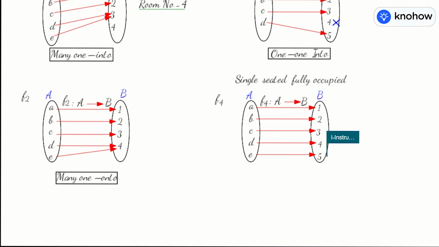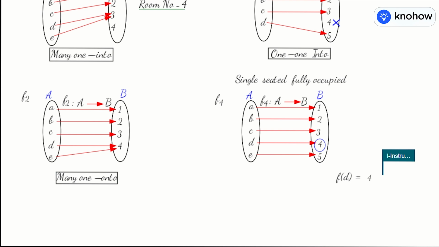The gentleman wants to meet a student living in room number 4. So naturally, in room number 4 who lives? D. F of D is 4, that means the image of student D is room 4. But he wanted to know who lives in room number 4? Student D. And not only in room number 4, in any of the rooms 1, 2, 3, 4, 5, if you want to work out which student lives in a particular room, you just need to know the room number and you know the student.